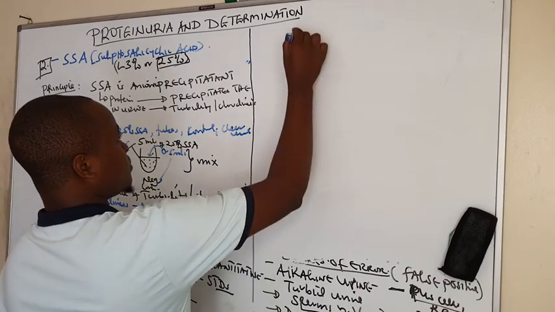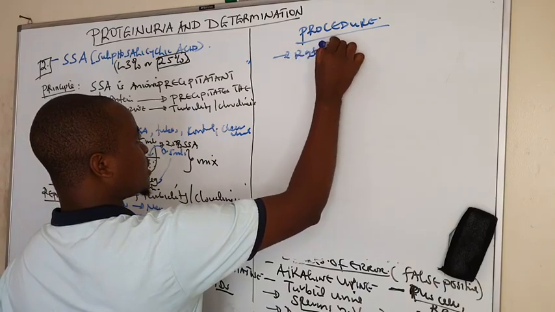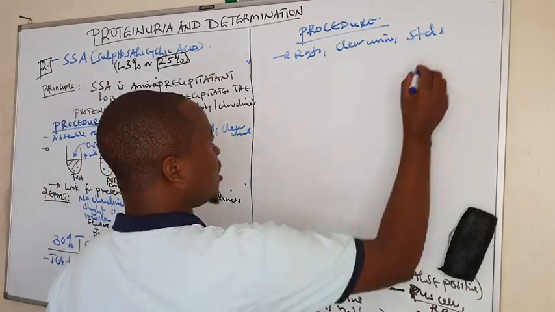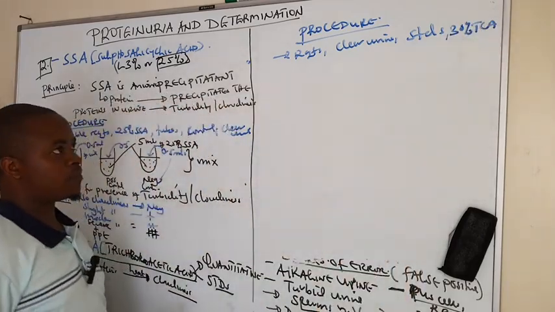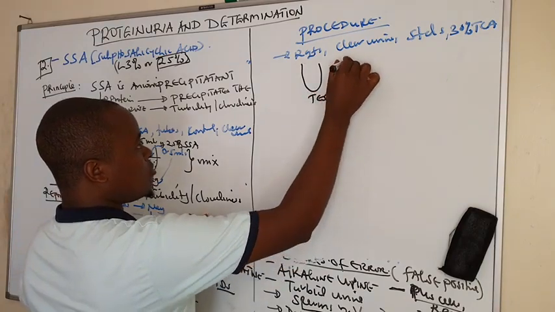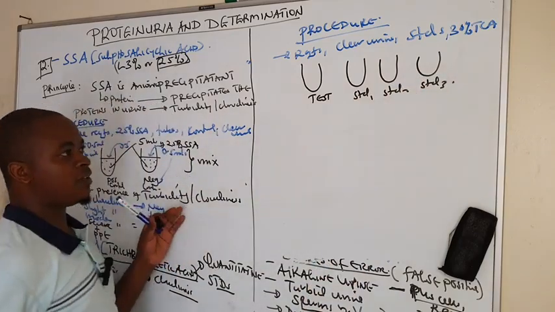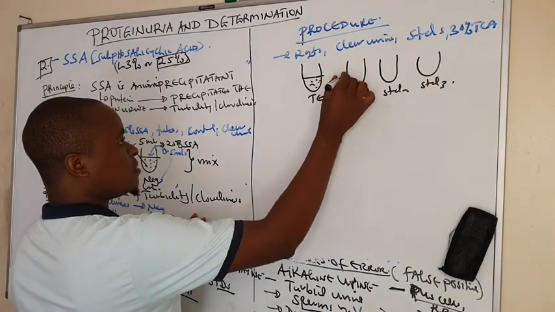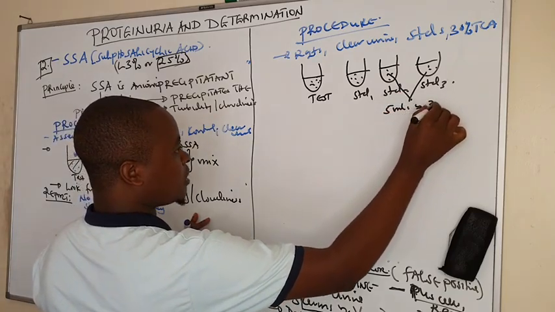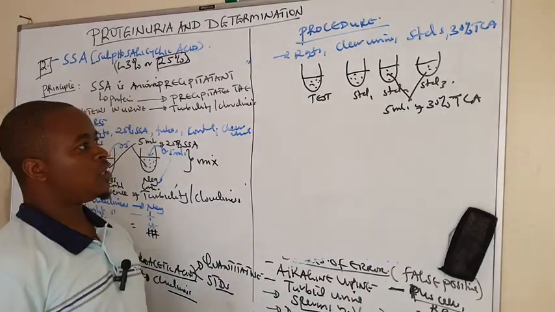Among the requirements for the procedure, we must have clear urine, different standards, it is not one, and 30% TCA. After assembling these requirements, you obtain tubes. This is the tube for the test, and you have different tubes for the standards, maybe standard 1, standard 2, and standard 3. In each tube you add 5 ml of 30% TCA.